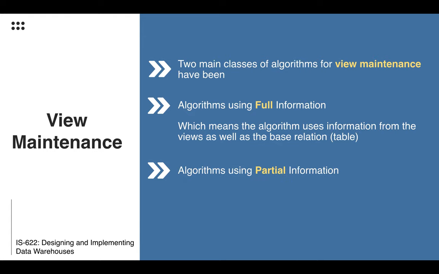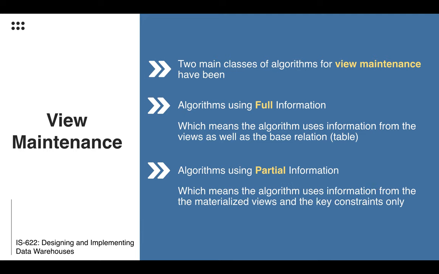The second class of algorithms are algorithms that use partial information. In this case, the algorithms use information from the materialized views and key constraints that are coming from the transaction itself. So if something is added, the information of the new element that is being added, along with the view itself, is enough to update the information in the view rather than going back and looking at the base tables.